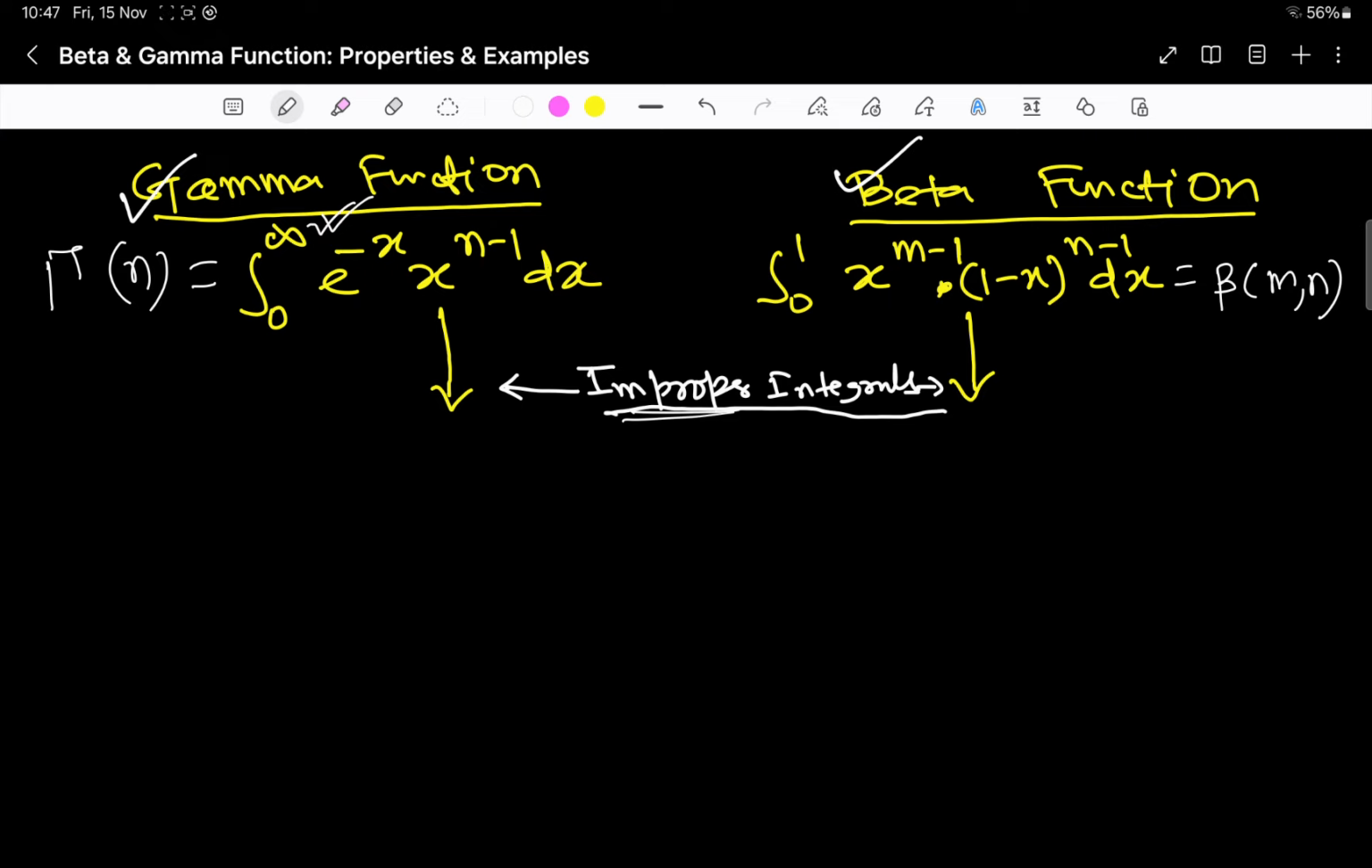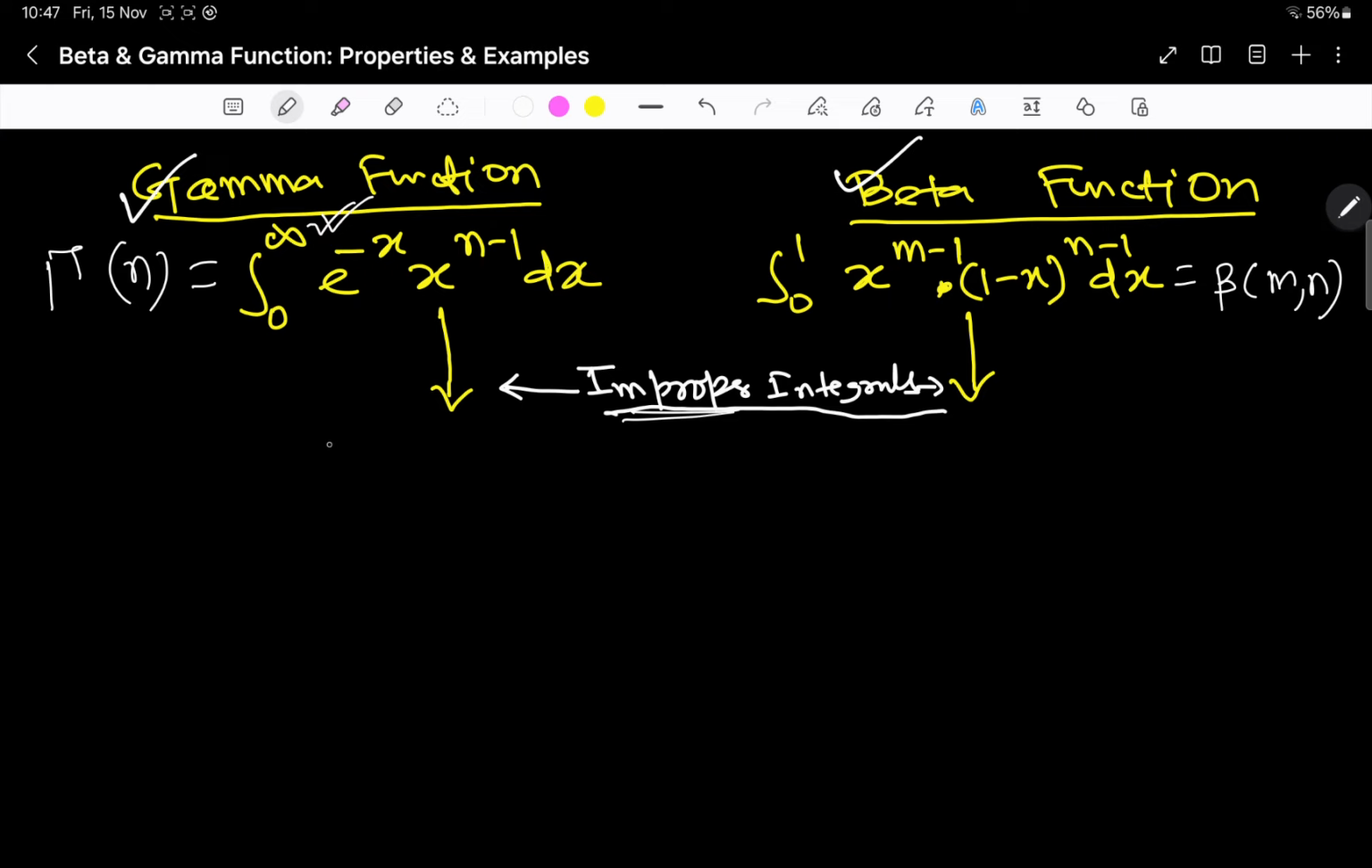So our concern is not to discuss the improper integral. Our concern is how these two beautiful functions help in solving many important problems, especially overcoming improper integrals, and also they have tremendous applications while solving multiple integrals. We will see one by one. So now let us discuss the gamma function.